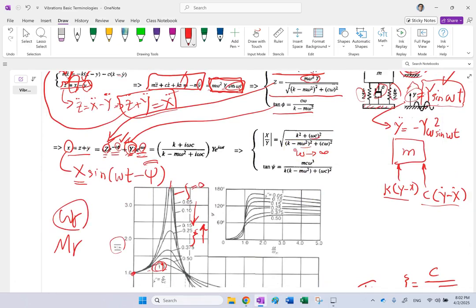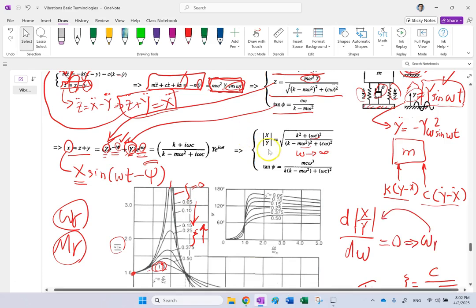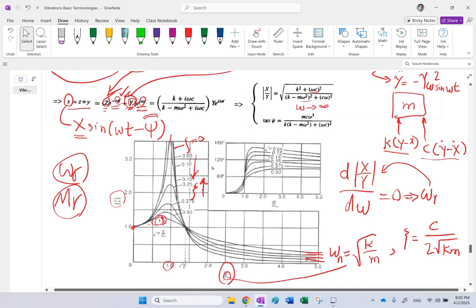So the formulas, as I said, for these are different. If you want practice, you can take the derivative of this x over y with respect to omega, set it to 0, and solve for it. The solution is going to be omega r. Then plug it back into it, and that should give you Mr. But I don't want to go that far in this video. I'll just leave it up to you for practice.